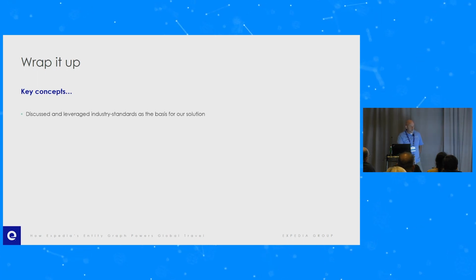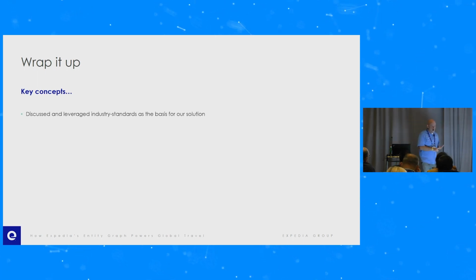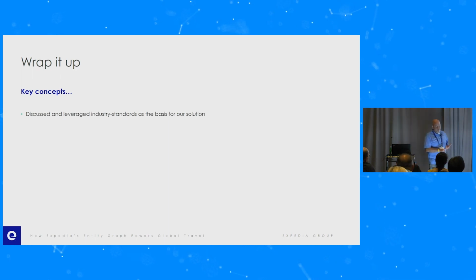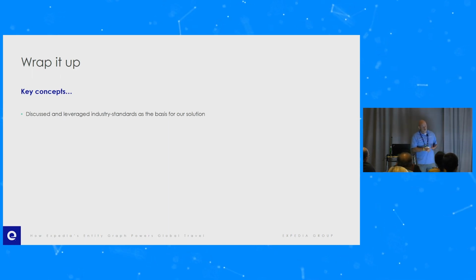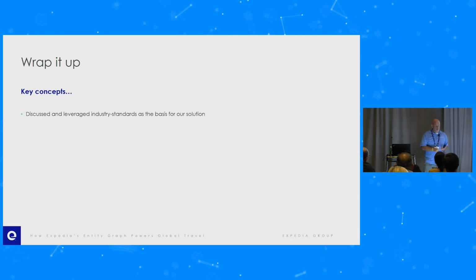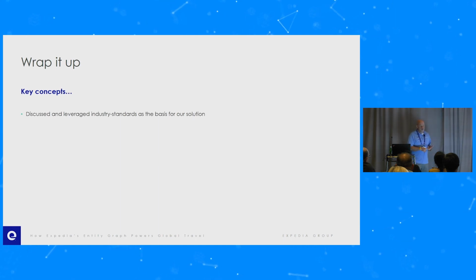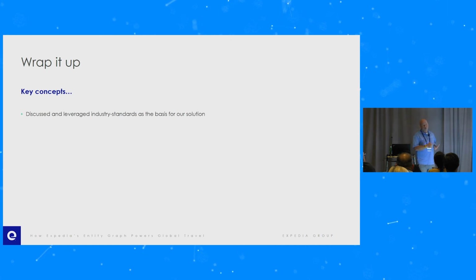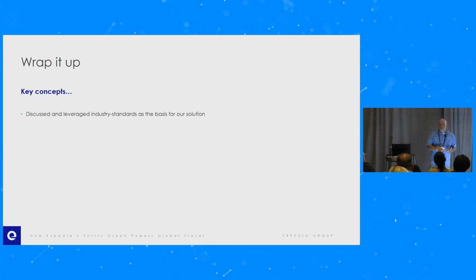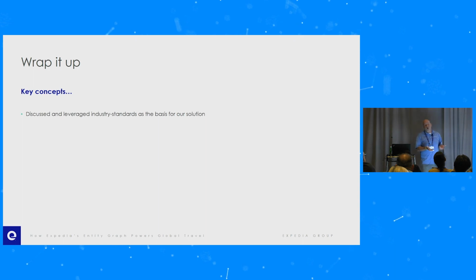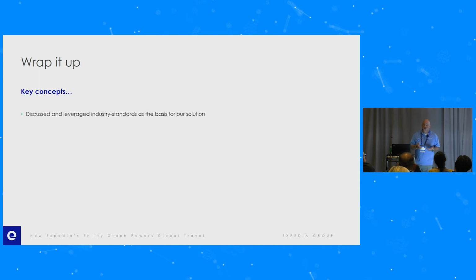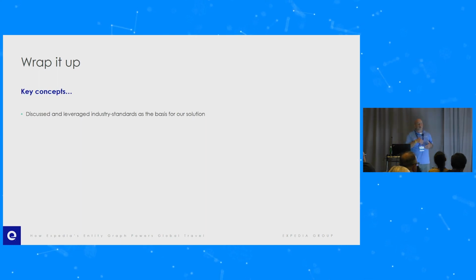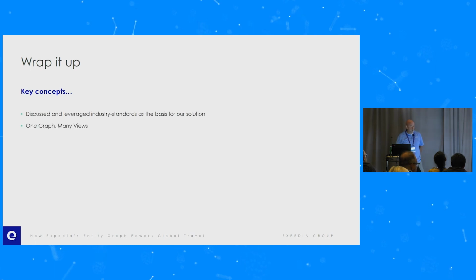And so the key concepts here, I'm going to wrap this up and leave some time for questions if there are any. We've discussed leveraging industry standards as a basis for our solution, right? So we use Debezium, we use Kafka Connect, we used a starting pattern of Strangler, right? And so we're using these things that are well established. We don't have to manage, we don't have to spend a lot of development time building those things. They're already out there. We just have to harness them.